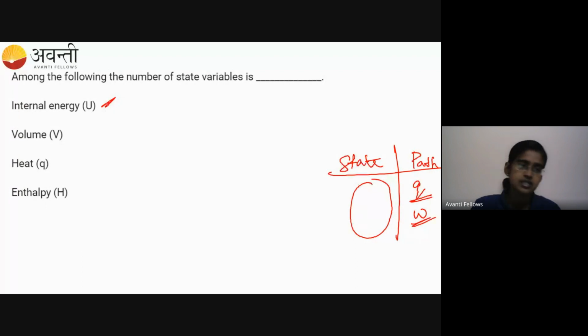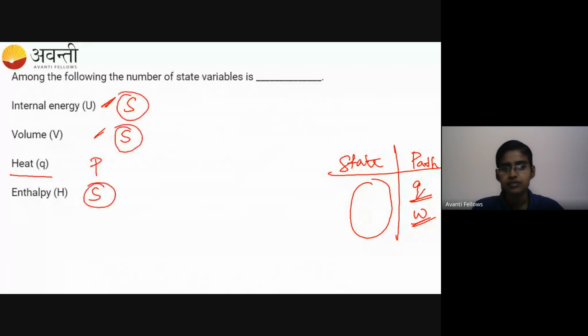So internal energy is a state function. Volume is a state function. Very good, Valmiki. Q is not the state function. It is the path function. And enthalpy is a state function. So the total number of state functions are 3. Answer is 3. Okay, good, good, great.